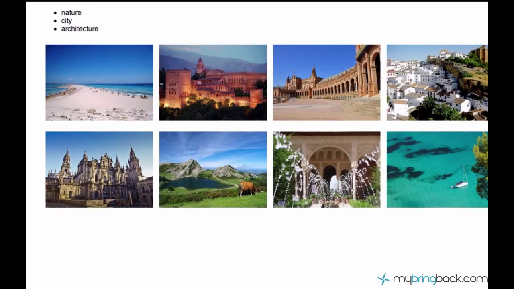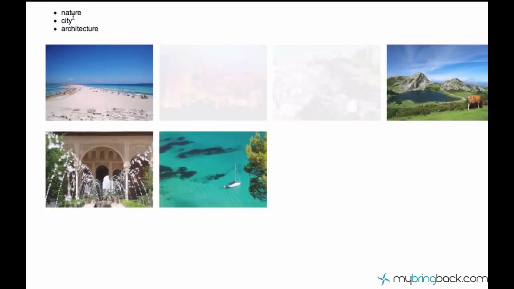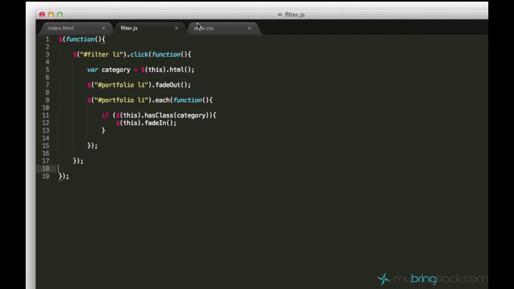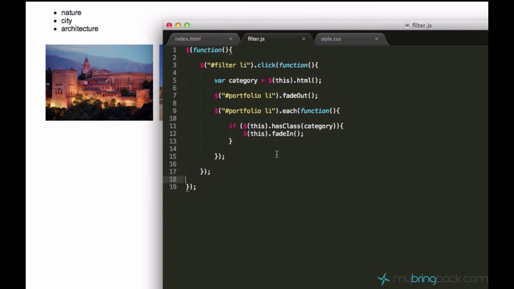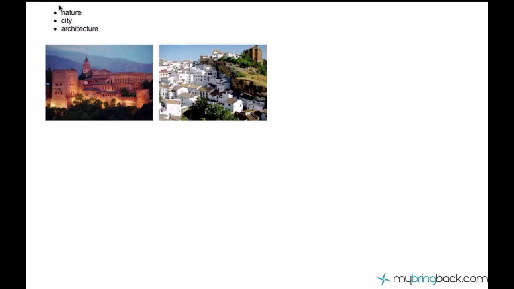Yeah, 35th tutorial. So, in the previous tutorial, we did a good job programming this filter. So, I can already click on architecture, and I only have pictures related to the topic architecture on the screen, and city and nature and stuff. And it took only a few lines of code in jQuery, which is actually a very powerful thing. But now we want to have something over here like "all", so that we just go back to the previous state where we have all the pictures listed on the screen.